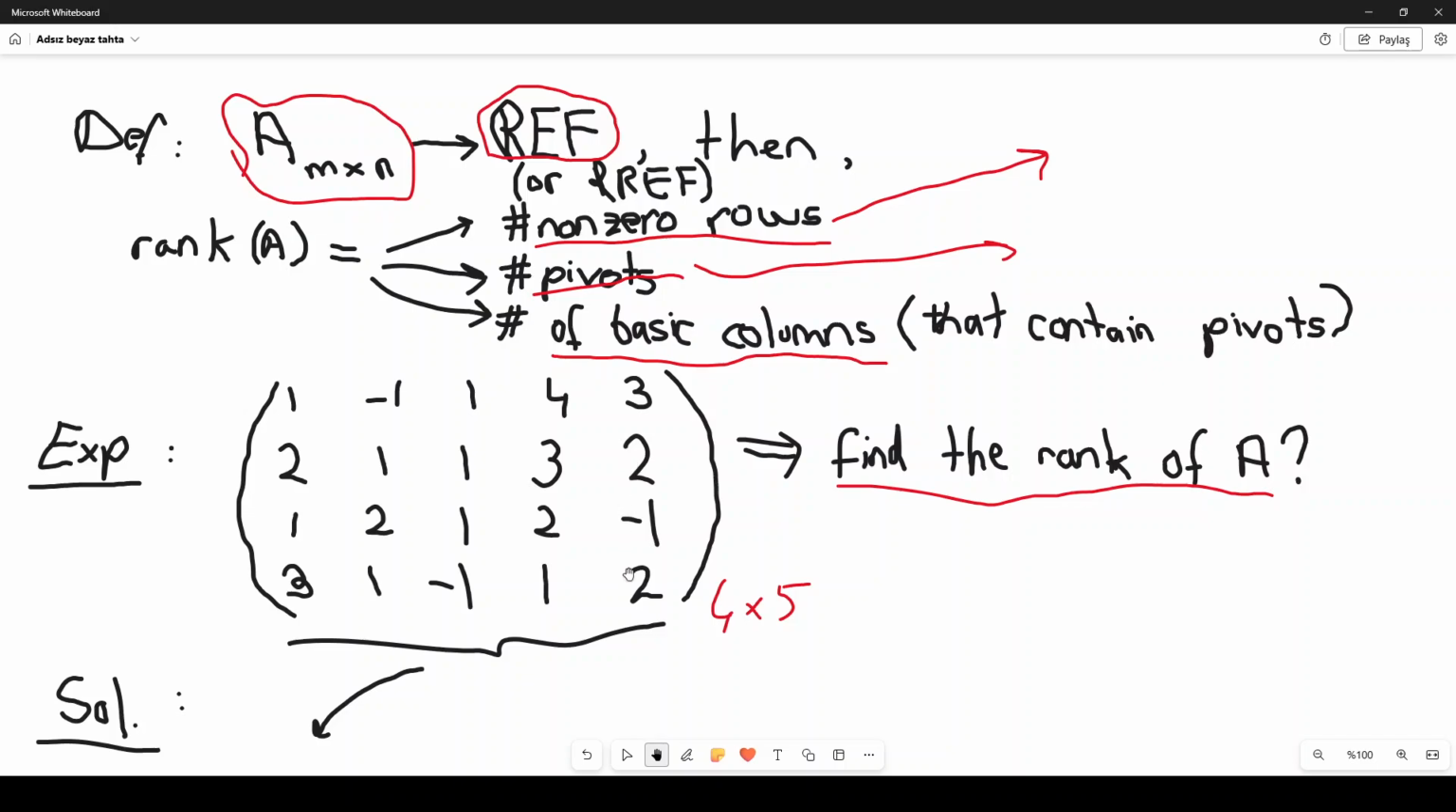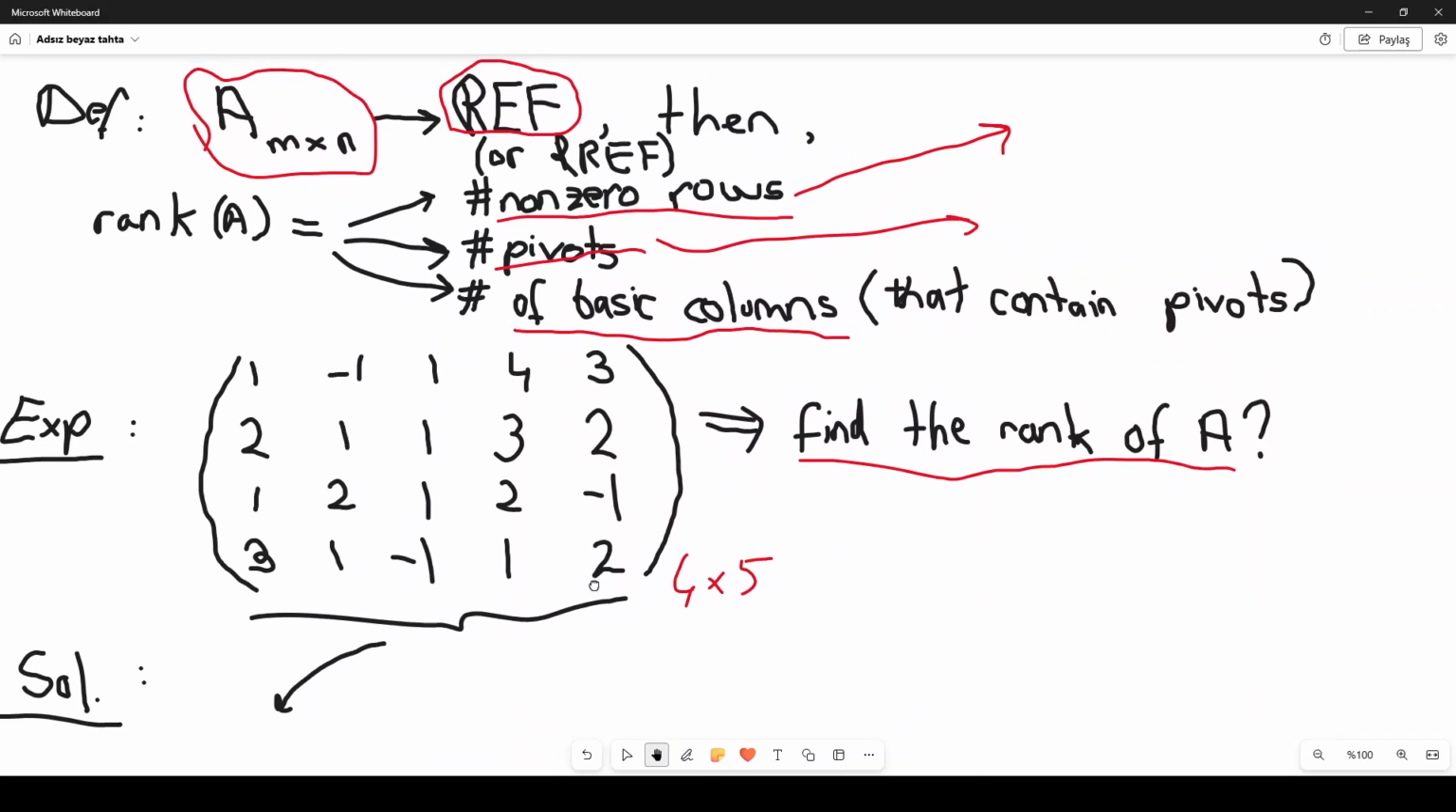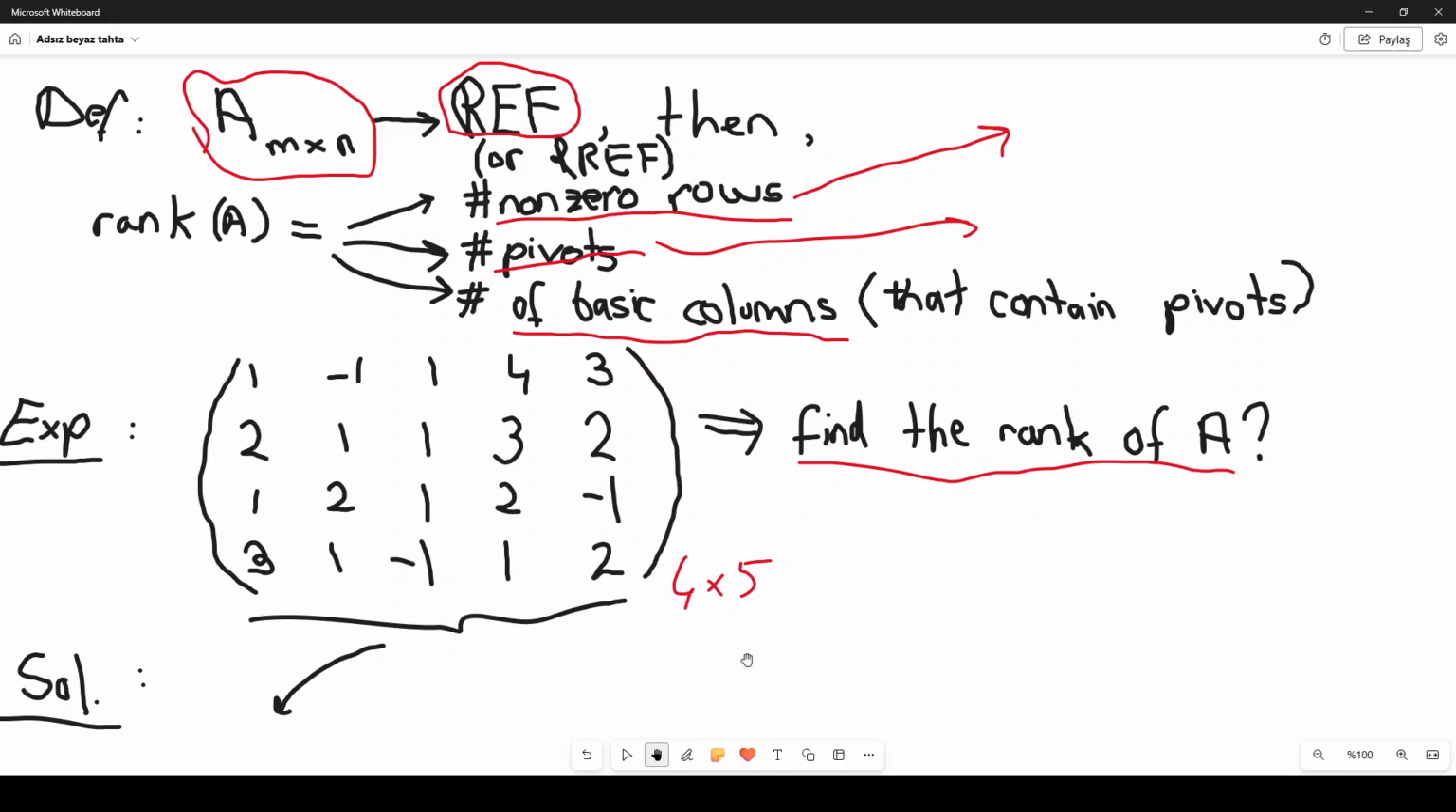So we need to first reduce our matrix. We need to reduce it to either row echelon form by using Gaussian elimination or reduced row echelon form by using Gauss-Jordan. And for the sake of simplicity, I will be using Gaussian elimination, and I will turn this matrix into its row echelon form, and then we will use one of those three possible ways to find the rank of that matrix. Okay, let's start.